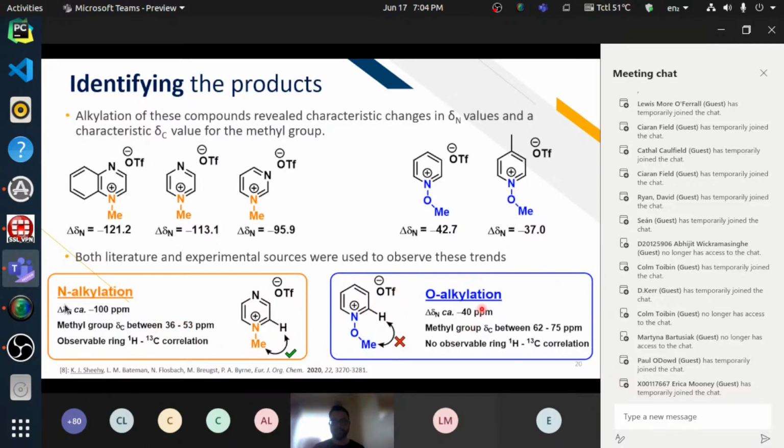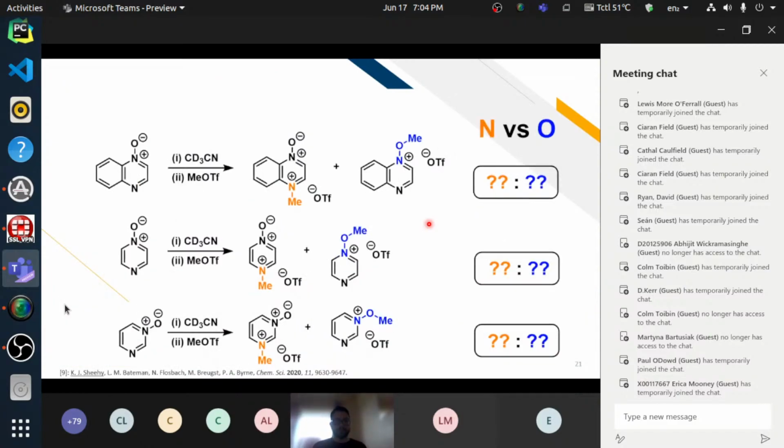And then for O-alkylation, there's a corresponding set of results that you get. Importantly, the nitrogen shift goes down by about 40 ppm. So this could be really useful to some people working with heterocycles to tell if you've alkylated on an oxygen or a nitrogen of your compounds. So we were lucky to publish that to maybe be helpful to someone else as well. Now we can definitively assign the products of these reactions of hard and soft electrophiles.